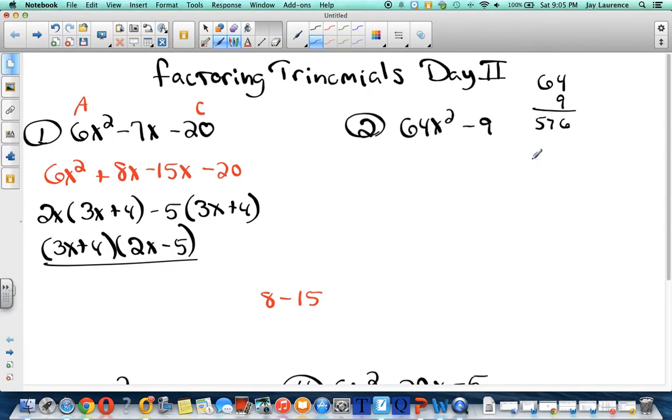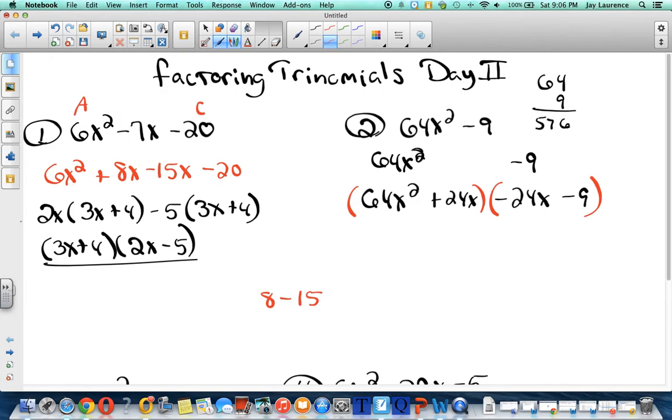24 squared, yep, 576. Okay, so I need 2 factors of 576 that subtract to get 0, because there's no x term there, right? 64x squared plus 0x minus 9, right? I want a 0 in the middle. So it's going to be the square root of 576, or 24. So I'm going to do this the long way. 64x squared plus 24x minus 24x minus 9. And then I'm going to group, right? Grab that negative sign, and let me see here.